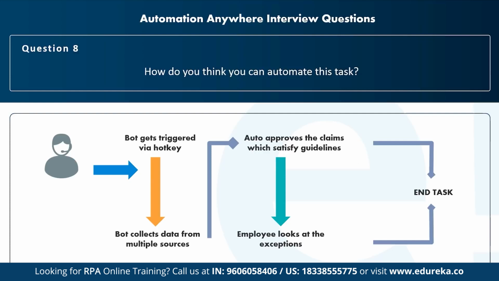So basically the workflow is the employee has to trigger a bot via hotkey, and then the bot collects the information from multiple sources. After that, the bot makes sure that the claims which satisfy the guidelines are auto approved, and then for the claims which have exceptions, the employee would look into those exceptions and resolve the same. So that's how you can automate this task.